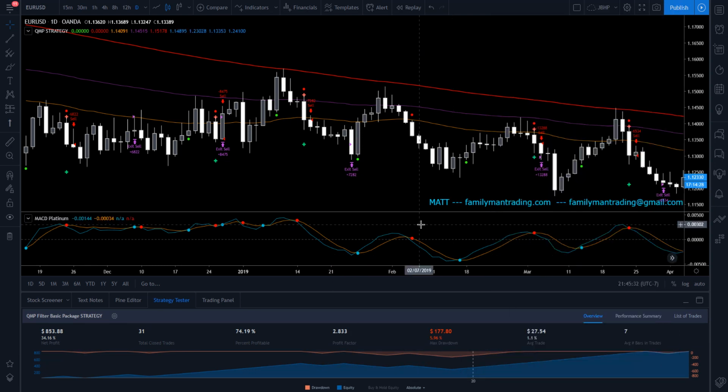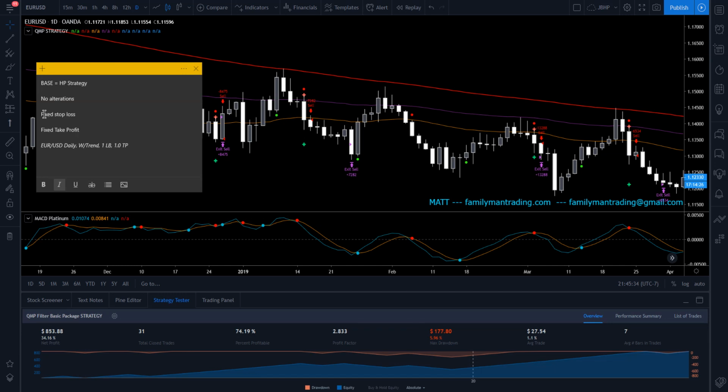So I'll bring that back up just so you have it. Fixed stop loss are red crosses. Fixed take profit are green crosses. This is just the example that I just showed you. And we'll go through what those mean.